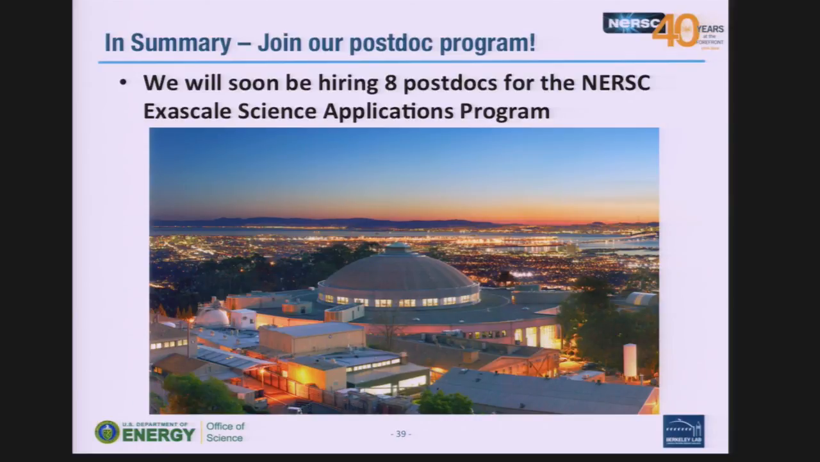So this is the view from Berkeley Lab. I'll say it's a better view than I think any other lab. And I think what Jack and I were talking about last night, the average temperature at Berkeley in the summer is going to be better than any other national lab too. So that's my promotion of Berkeley Lab and this postdoc program.